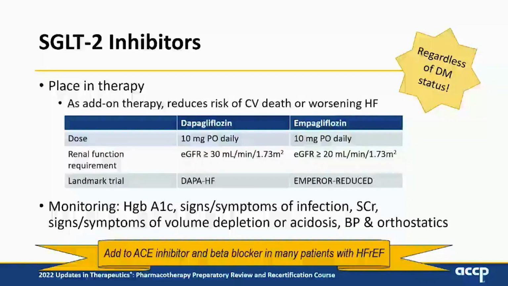So in addition to their glucose lowering abilities, they also have other mechanisms. They promote natriuresis, diuresis, they help with endothelial function. They have a lot of proposed mechanisms that may be beneficial in heart failure. And so in our recent trials, we have seen a reduction in mortality in heart failure with reduced ejection fraction patients who take these medications. So you can see your dosing here. It's a fixed dose. That's nice.